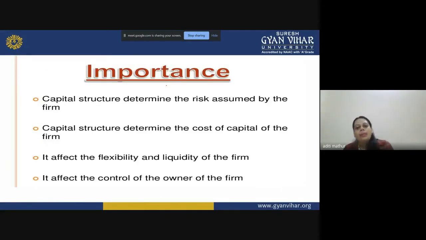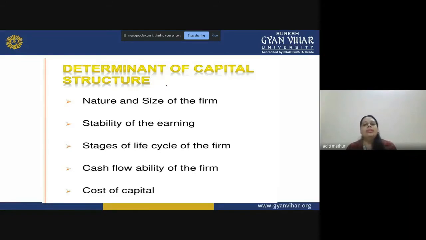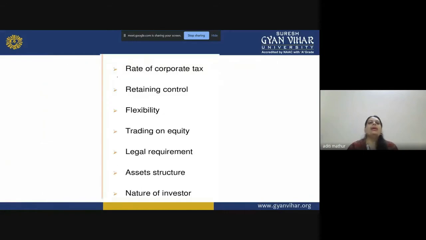Then we talked about the importance of the capital structure. We also talked about the determinants of a capital structure. Those are the nature and size of the firm, stability of earning, stages of the life cycle of the firm, then the cash flow ability of the firm, the cost of capital, the rate of corporate tax associated with your organization, the retained control, then your flexibility, trade on equity, legal requirements which your company should go ahead with, then the asset structure and nature of the investors, right?